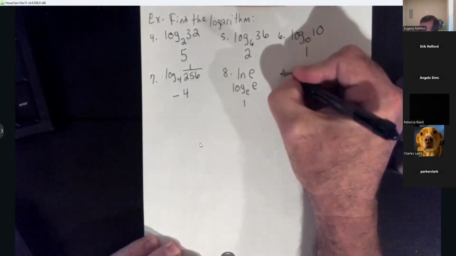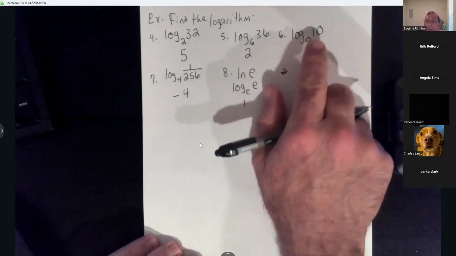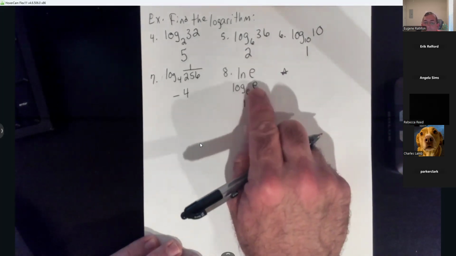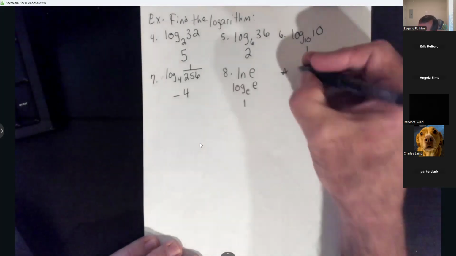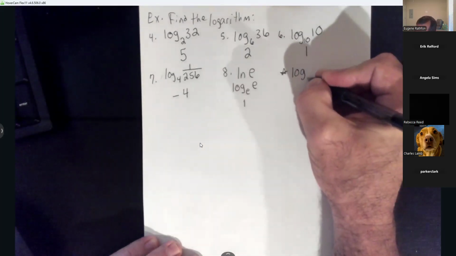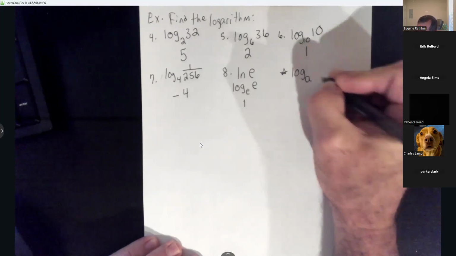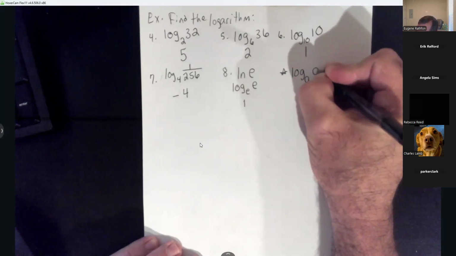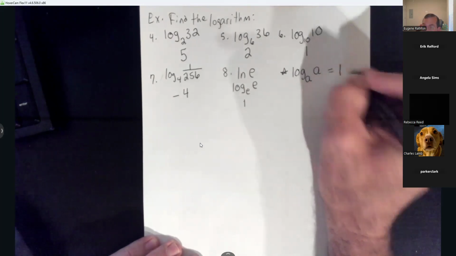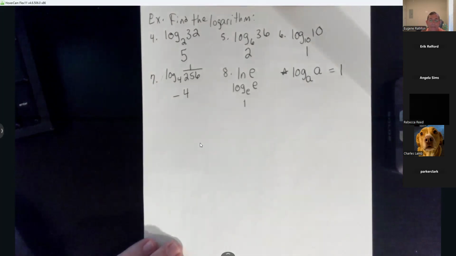So y'all, there's a little property we can say about this. Because here, 10 matched the result, I got a 1. E matches the result, I got a 1. So y'all, the log of anything for a base, if it matches that result, that is always going to equal 1. Okay.